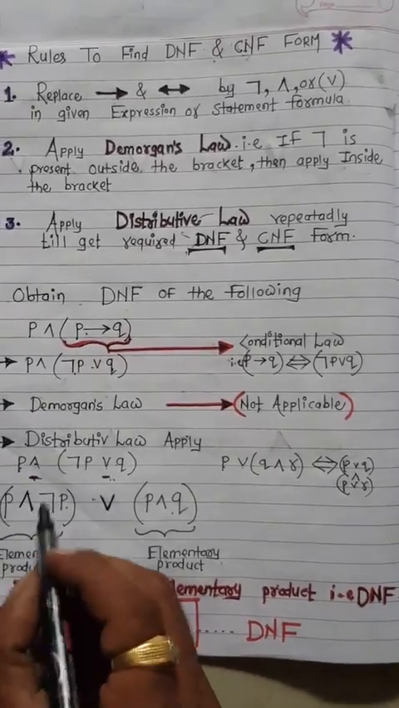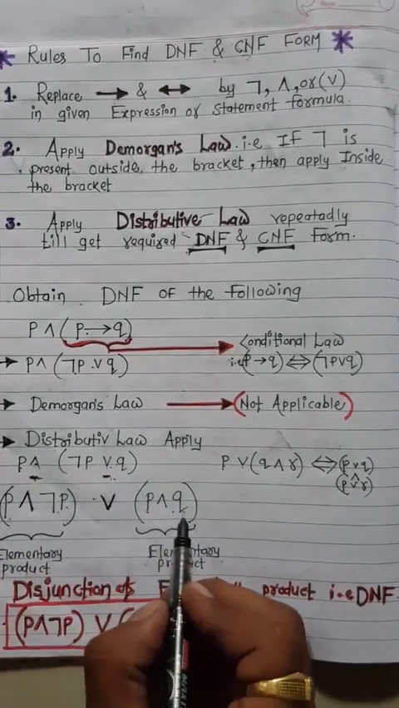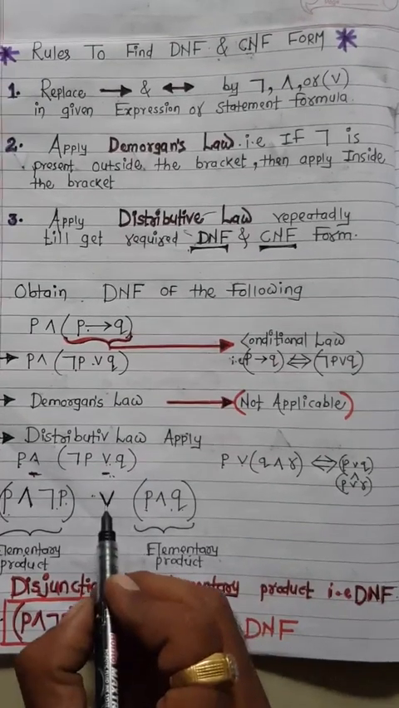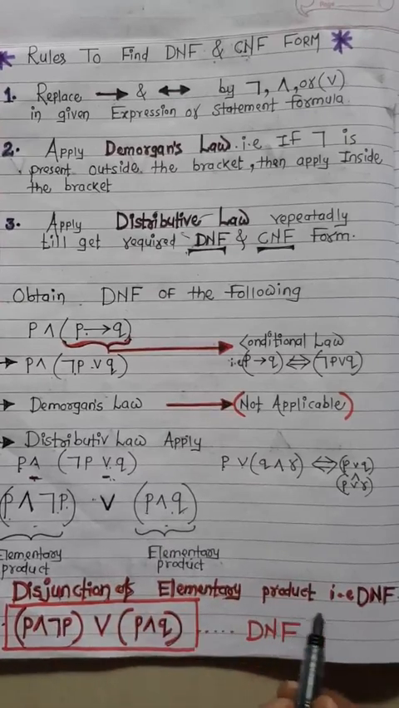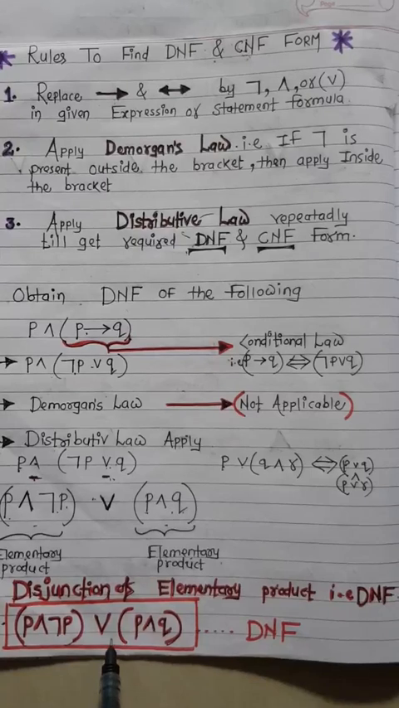P and negation P, and P and Q. Now P and negation P and P and Q are nothing but elementary products as per our definition, and here we are getting the disjunction of elementary products. That's why a disjunction of elementary products is nothing but DNF form. So this is your required DNF form. Have you got it clearly? So this is the way to get the required DNF and CNF form. Firstly we have seen how to obtain DNF form by applying the following three steps. The same steps we apply for getting CNF form also.